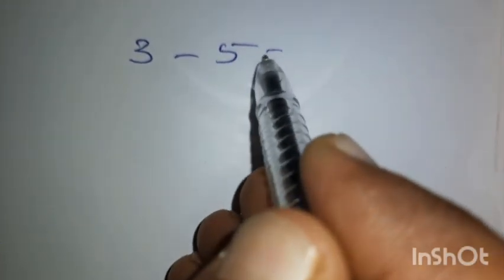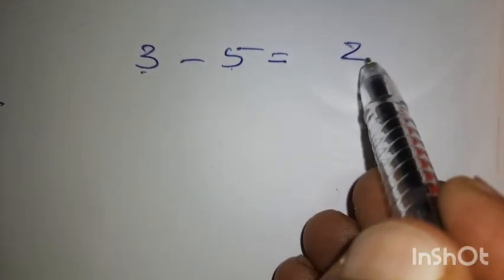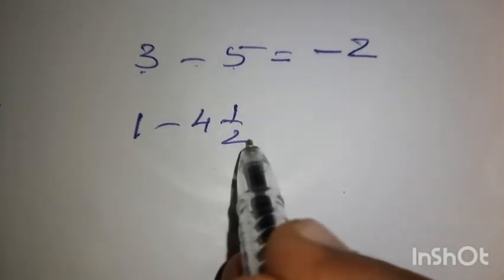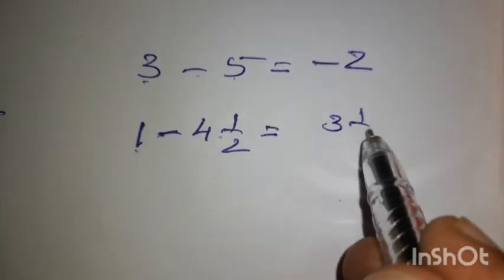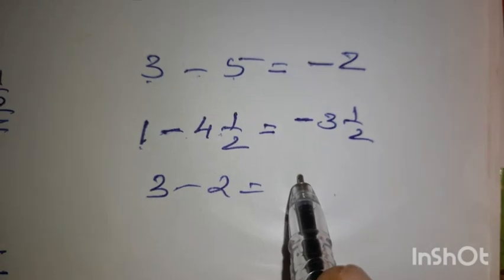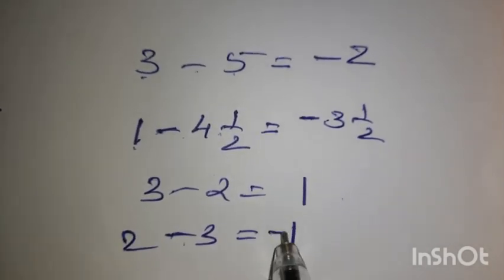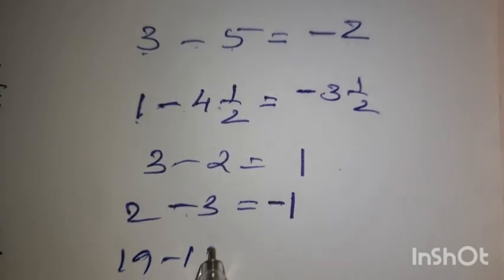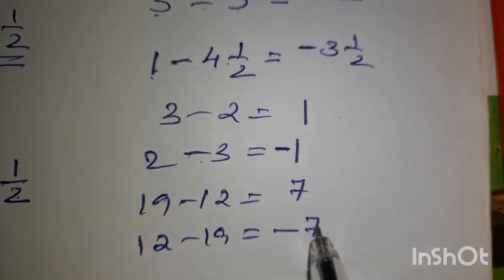3 minus 5, what is the answer? That is subtract from 5 minus 3. That is answer 2. Then keep the sign of minus. 1 minus 4 1 by 2. 4 and half minus 1 is 3 and half. Then keep the sign of minus. 3 minus 2 is 1. 2 minus 3 is 1, but keep the sign of minus. So minus 1 is the answer. 19 minus 12 is 7. 12 minus 19 is minus 7.